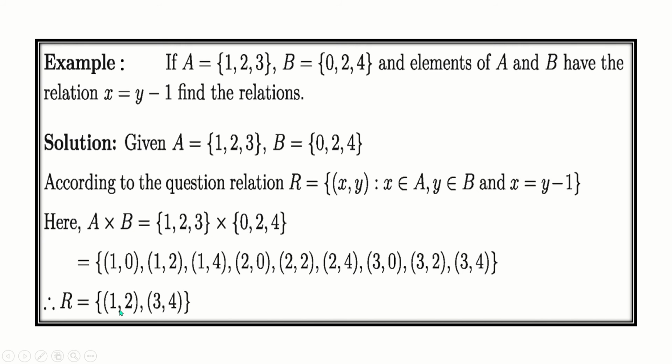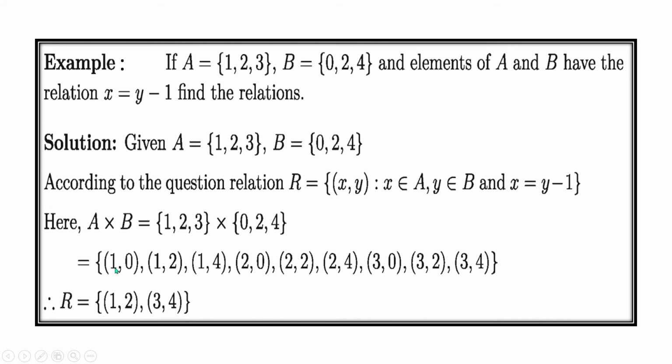When x is equal to 1, y is equal to 2, that means 2 minus 1, left side 1, right side 1. When x is equal to 3, y is equal to 4, that means 4 minus 1 is 3, so left side and right side are equal. So these are the required relations, others will not be the relation, according to the given condition x equals y minus 1.